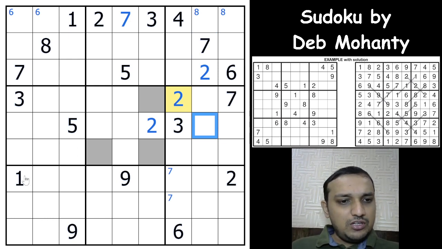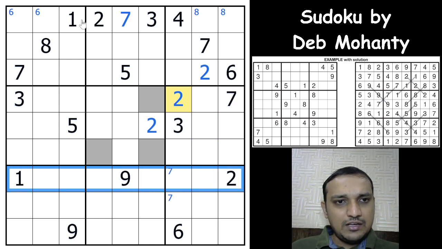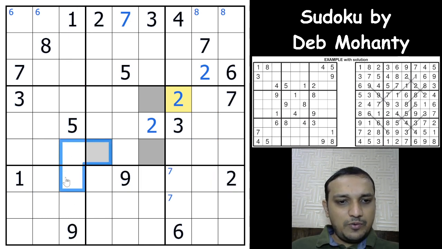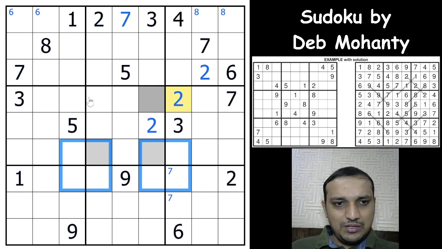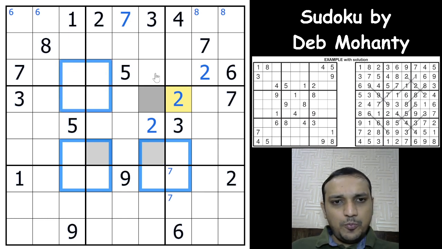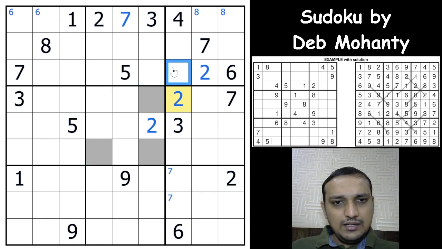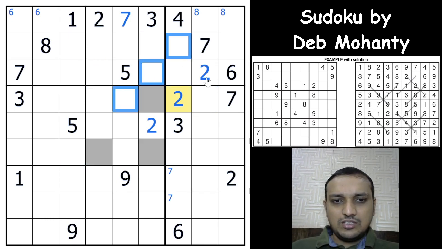Next, let us go with the 1s now, because I still have a 1 here in these cells. So 1 cannot be in these 4 pins, 1 cannot be in these 4 pins, 1 cannot be in these 4 pins. So there are only 2 possible places for 1, right? So 1 can be in these 3 cells, or 1 can be in these 3 cells.